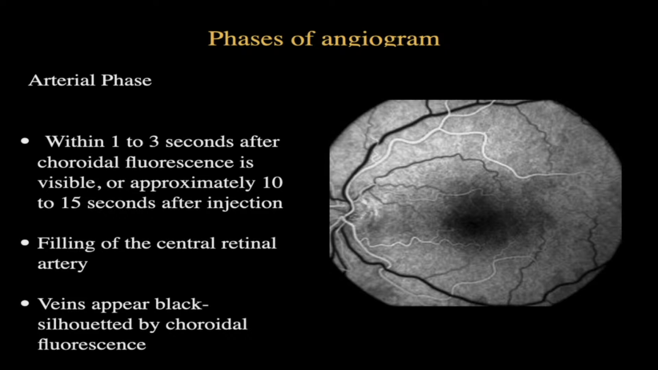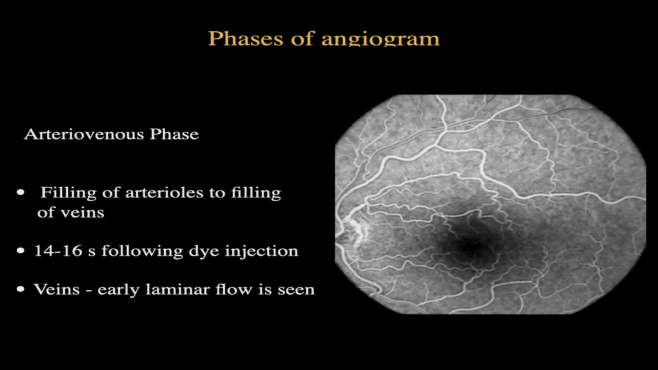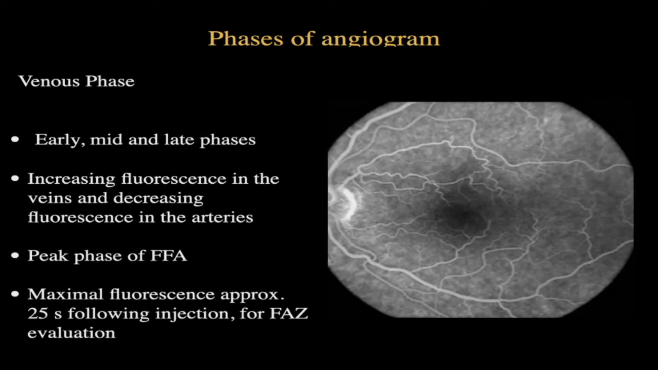Next would be the arterial phase, which starts to show up within the first 1 to 3 seconds after choroidal fluorescence, or up to around 10 seconds or 15 seconds after the injection, depending on where the dye is injected, whether it's at the wrist or in the antecubital vein. The next would be the arteriovenous phase, where there is a filling of arterioles. This occurs 14 to 16 seconds after dye injection. The veins might show an early laminar flow in this phase.